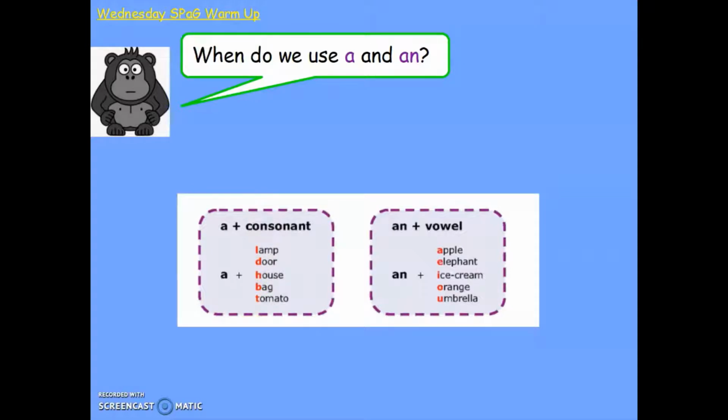We would use an when your next word begins with a vowel. Your vowel letters are A, E, I, O, and U. Vowel words are any words that begin with those five letters. For these examples, you use an. For example, an apple, an elephant, an ice cream, an orange, or an umbrella. Let's watch a song together to remind ourselves about this rule.